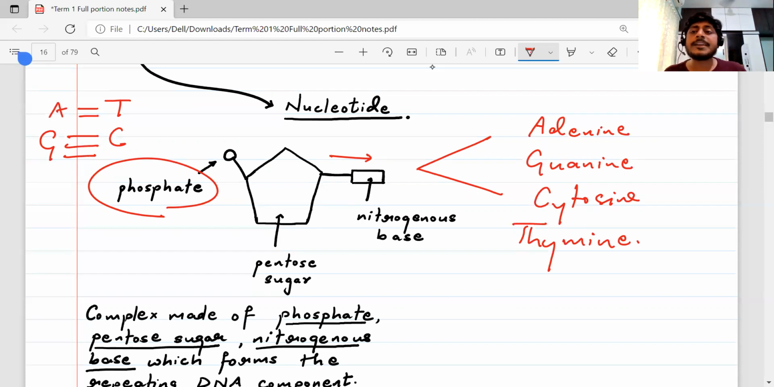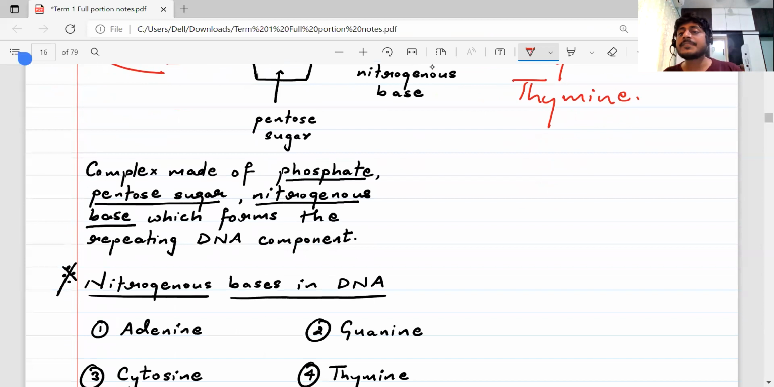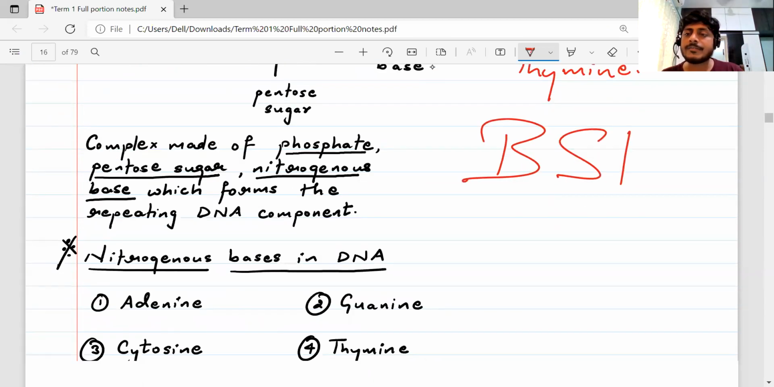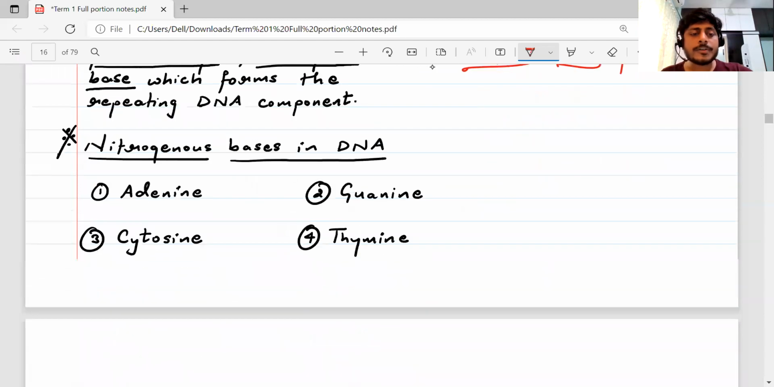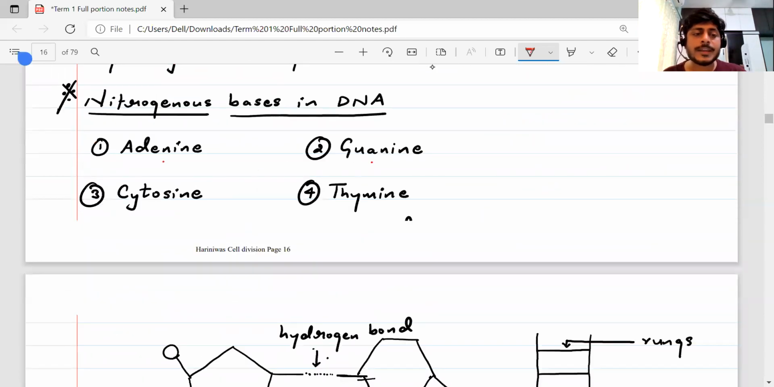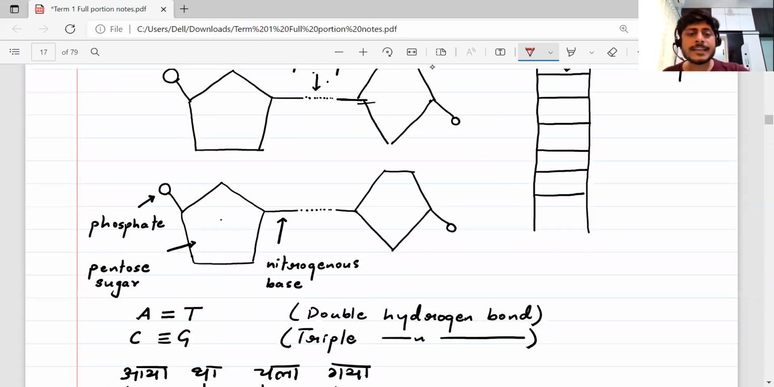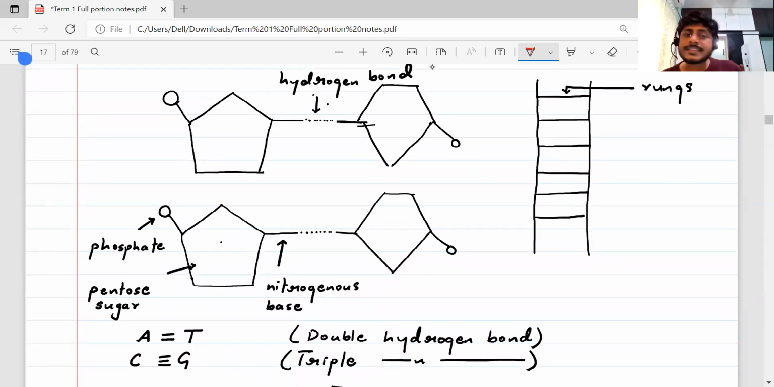What is a nucleotide? A nucleotide is a complex made of 3 things. Remember, we've spoken about base, sugar, and phosphate. Then we wrote down the 4 nitrogenous bases: adenine, guanine, cytosine, thymine. Then we drew nucleotides, identifying them. And successive nucleotides are also linked like this.